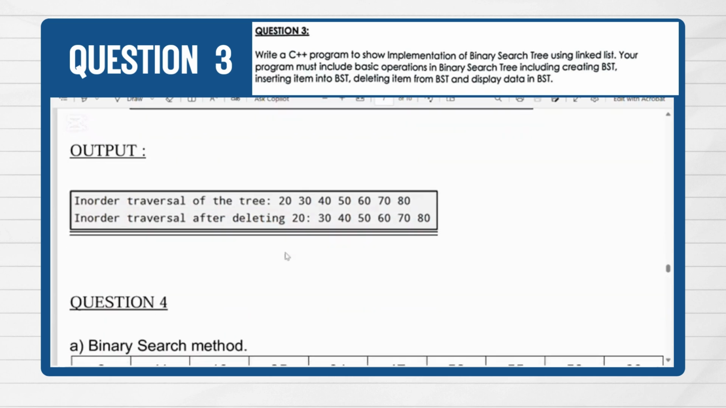And this is my output. This code will output the in-order traversal before and after deleting the node with the value 20. So this is before deleting 20 and this is after deleting 20.